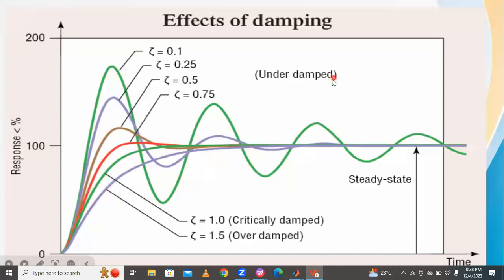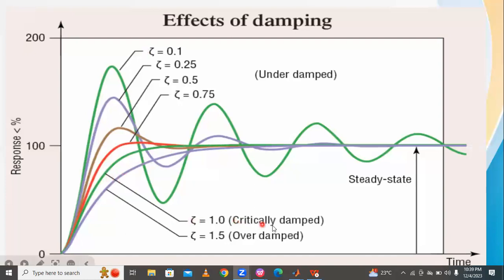What is the output waveform for these different dampings? For a unit step input, what is the output voltage waveform across the capacitor? Zeta from 0 to 1 is called an underdamped system. Here zeta is equal to 0.1, so we will get this type of underdamped response. And zeta is equal to 0.25, like this. Zeta is equal to 0.5, zeta is equal to 0.75. When damping is increasing, oscillations are decreasing. Oscillations are decreasing when the damping factor zeta is increasing.